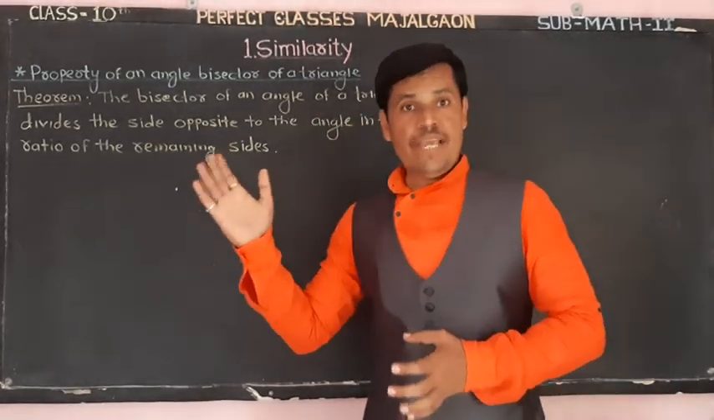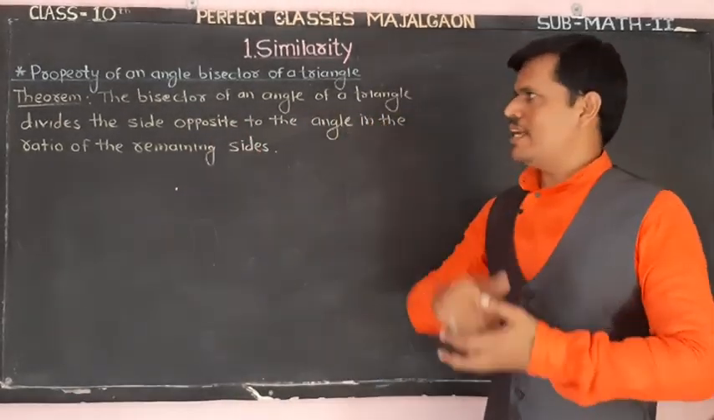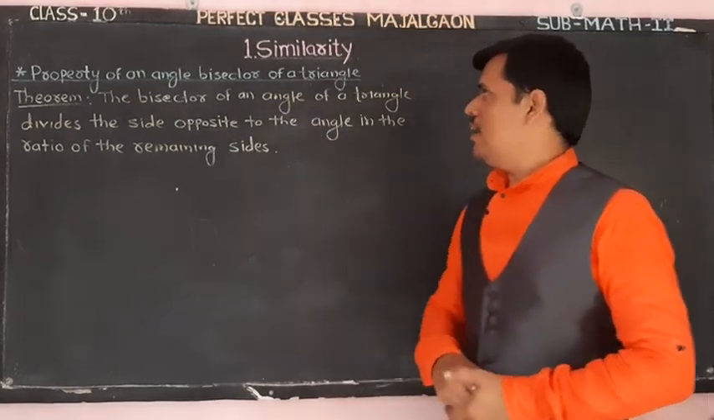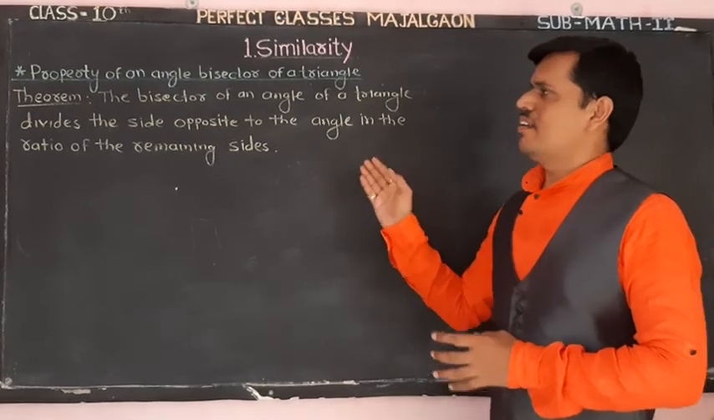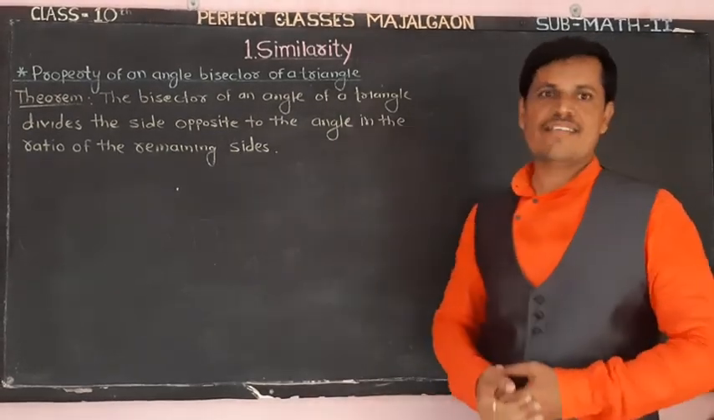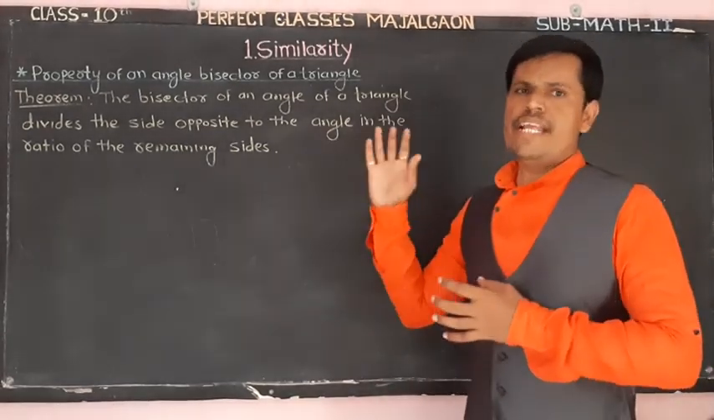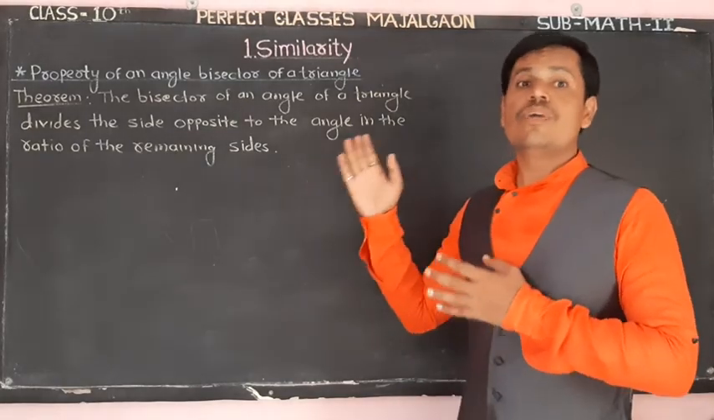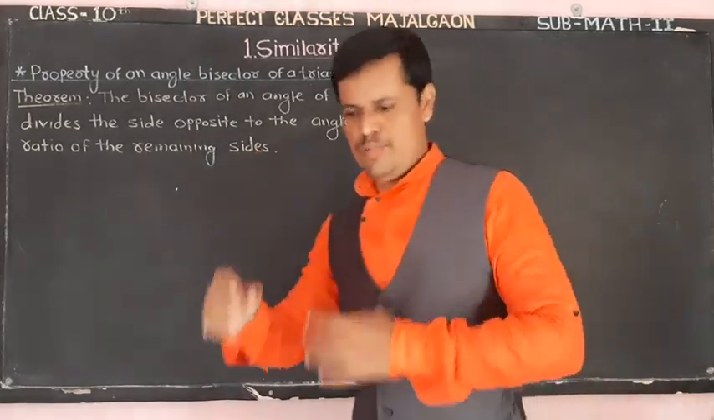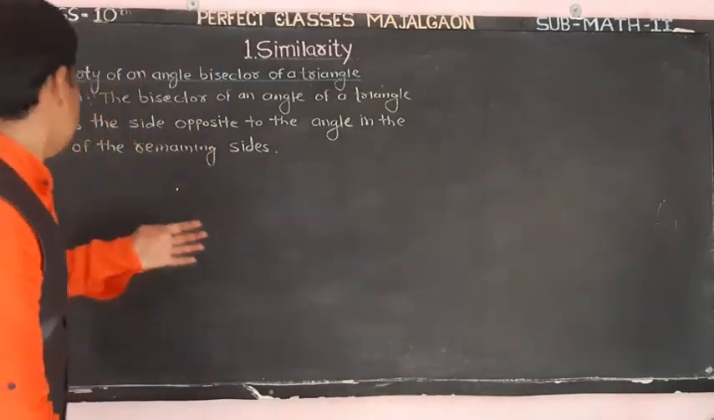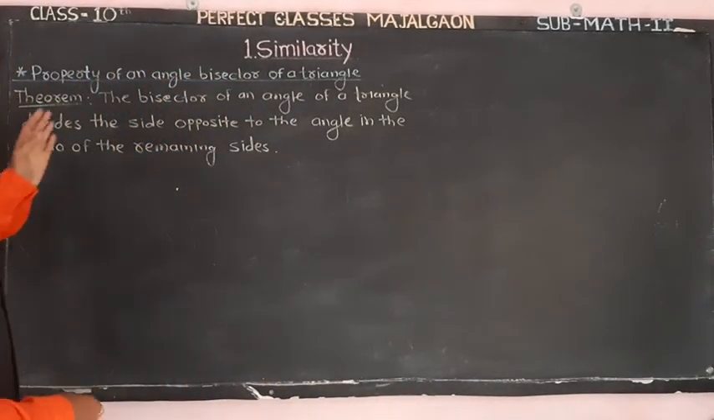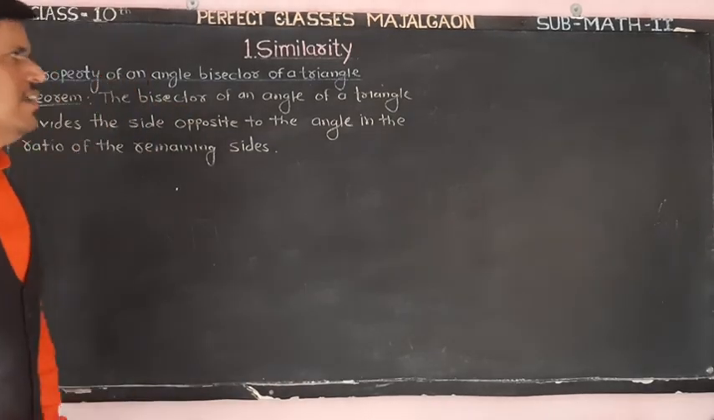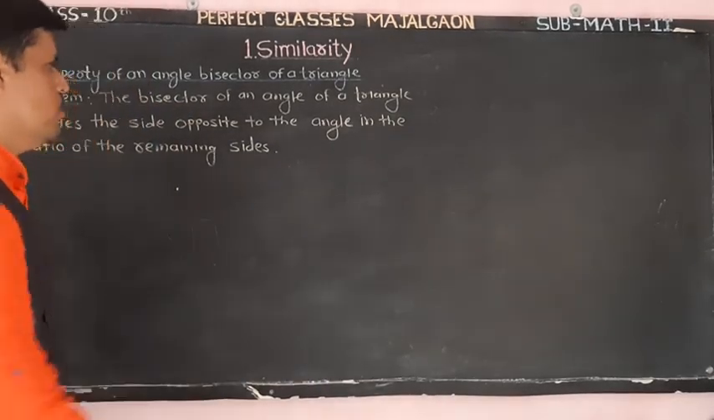The theorem based on this property is: the bisector of an angle of a triangle divides the side opposite to the angle in the ratio of the remaining sides. To prove any theorem or property, first we construct a figure from the given information. Here the information is that the bisector of an angle of a triangle divides the side opposite to the angle.